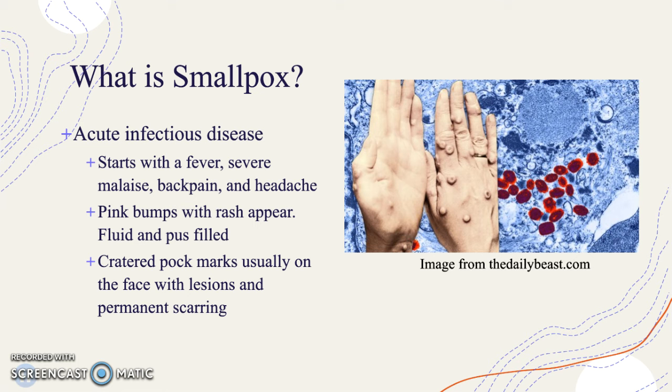pus-filled. They're about the size of anywhere from a dime to a quarter, depending on the person, much bigger than a zit. And if you're lucky enough to survive and they fall off, you get a crater-like pockmark. Almost think of the moon with craters in it, but on your body. It would typically be on your face, your trunk, and your hands.